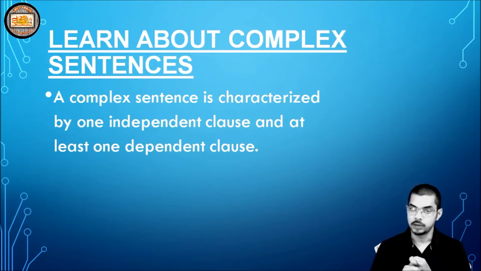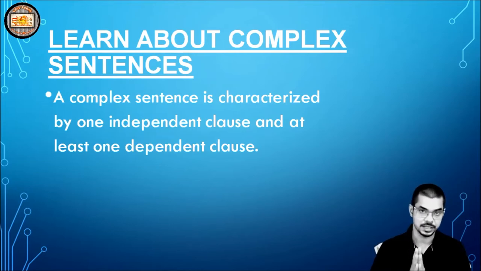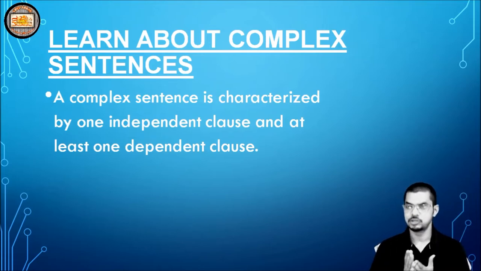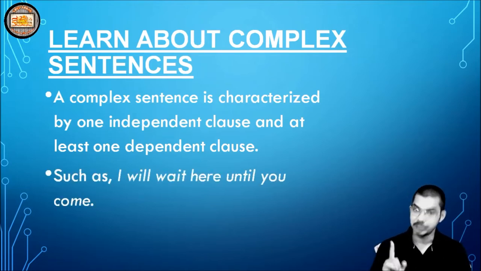The first thing you have to remember is that in a complex sentence you'll get only one principal clause and all the other clauses will be subordinate clauses. That means one independent clause and all other dependent clauses. You have to have at least one dependent clause there, and you might have more than one, but one dependent clause and one independent clause is the minimum requirement for the formation of a complex sentence.